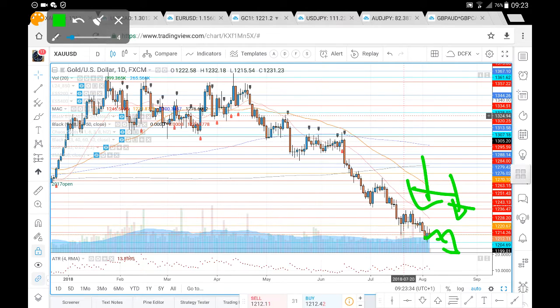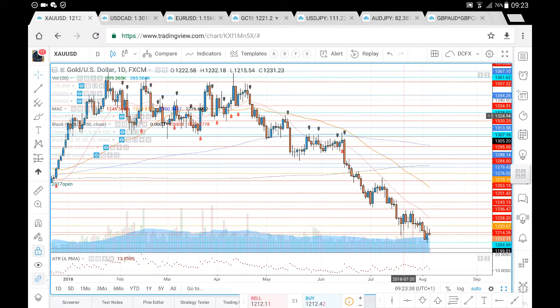So we might see that breakdown from this 1204 if we do have another test and a move down towards that 1200. And with that said, that pretty much wraps up the XAUUSD analysis.